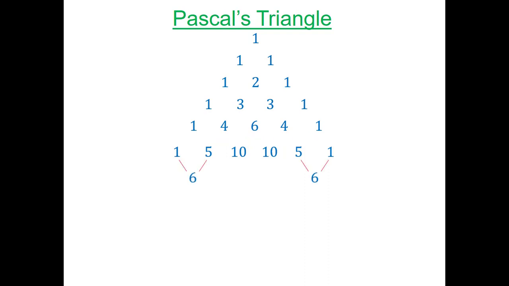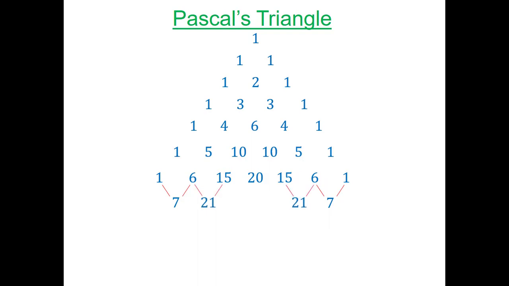If we take a look at 1 plus 5 is 6. 5 plus 10 and 10 plus 5 both give 15. And finally, 10 plus 10 is 20 in the middle. And the outsides are 1. We could continue this forever.